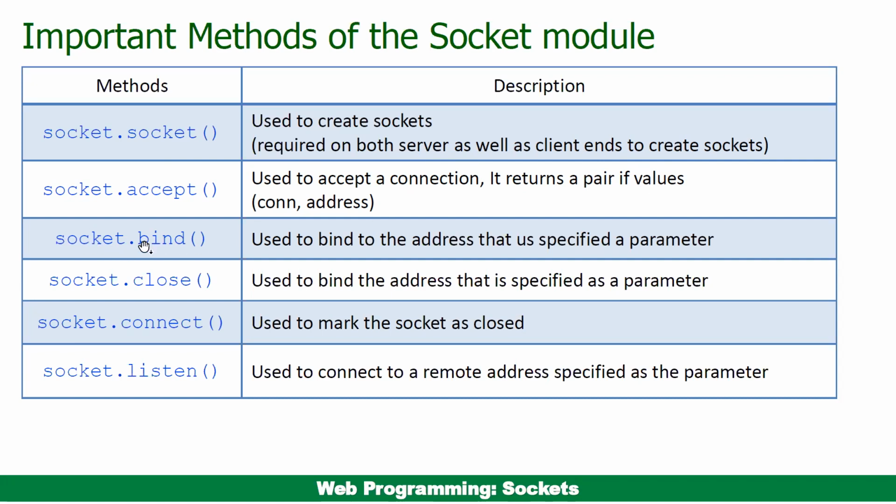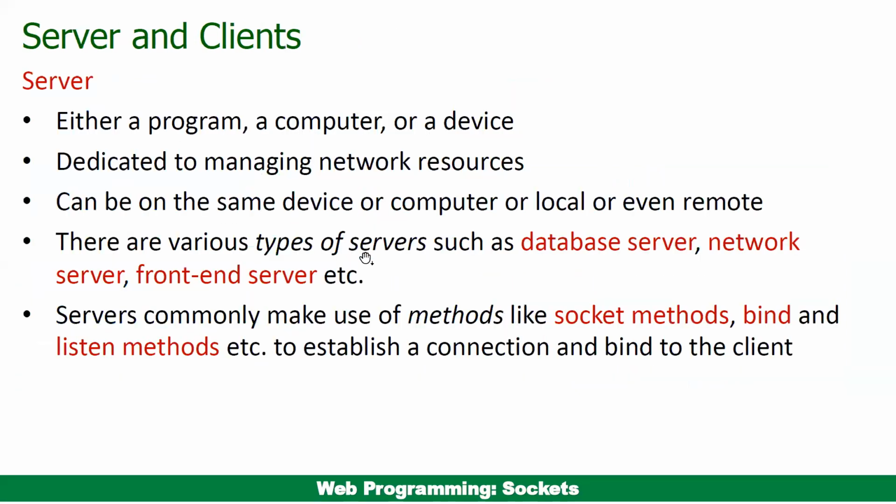Then the next method is socket.bind, which is used to bind the address that is specified as a parameter. Then the next method is socket.close, used to mark the socket as closed. Then socket.connect method, used to connect to the remote address specified as the parameter. Then socket.listen. These are some of the important methods available in the socket module; many other methods are also there.